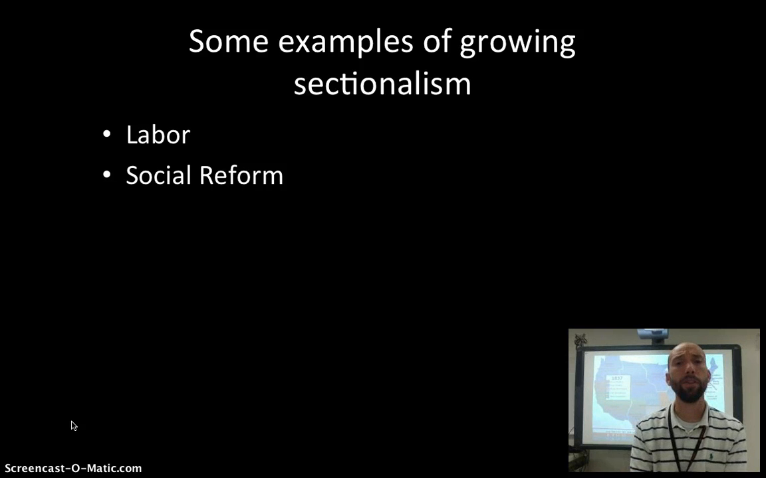Social reform is another example of growing sectionalism. The North really believed in education because education would help assimilate the immigrants. So they were early to have public schools. And if you remember back to the colonial days, that's a tradition that was brought from New England, which wanted to educate people so they could read the Bible, and it kind of continued.